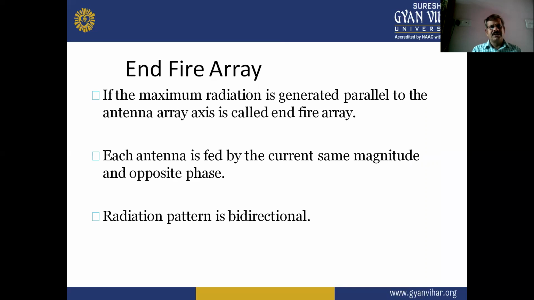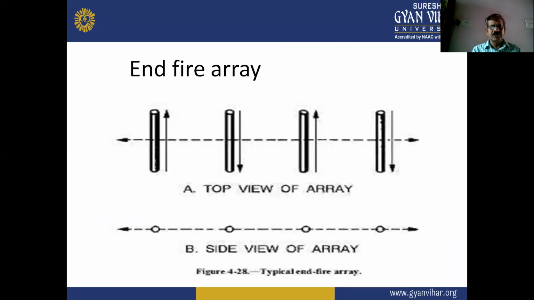Next array is end fire array. In this, the maximum radiation is generated parallel to the antenna array axis, and it is called end fire array. Each antenna is fed by current of the same magnitude and opposite phase, and the radiation pattern is bidirectional. So this is the top view and side view of the end fire array diagram.